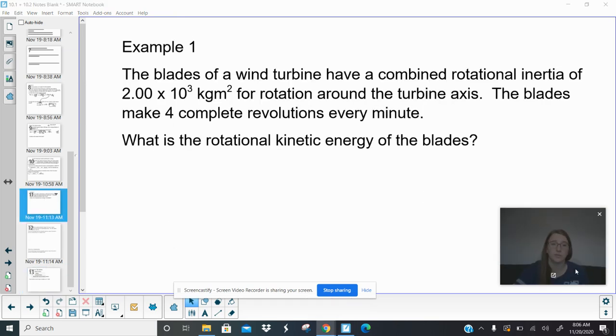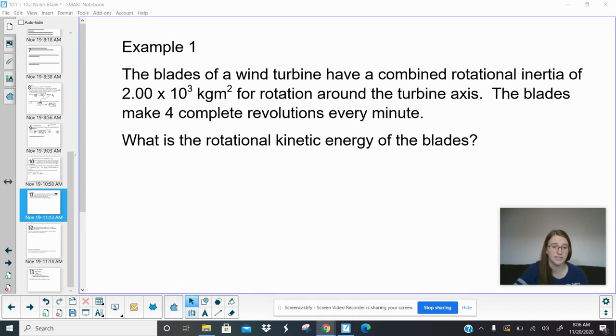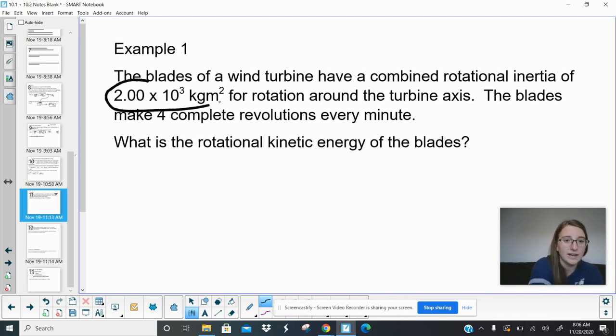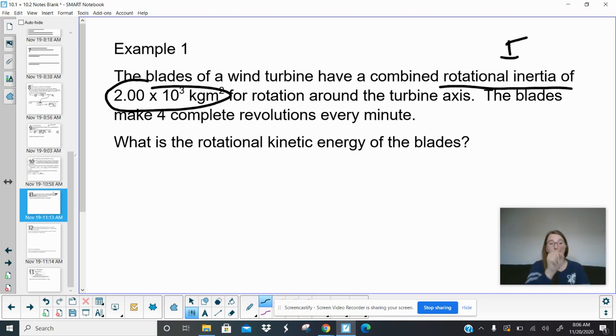Okay, so looking at these examples here, once again, we have a wind turbine because that's a really easy example to use. The blades have a combined rotational inertia. So basically, if we're looking at the blades as a whole, the mass of all of those blades, this is the rotational inertia as a whole. So keep in mind, this is the I. That's all of I. That was calculated by doing mass times the distance from the center squared, but that is it. That's I. So the blades make 4 complete revolutions every minute.